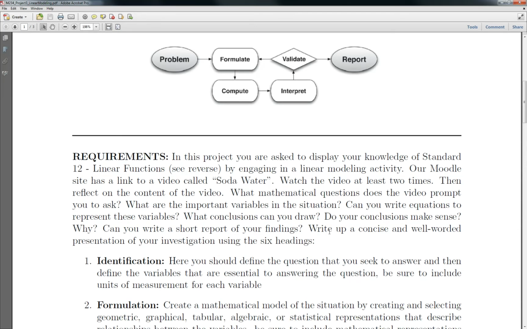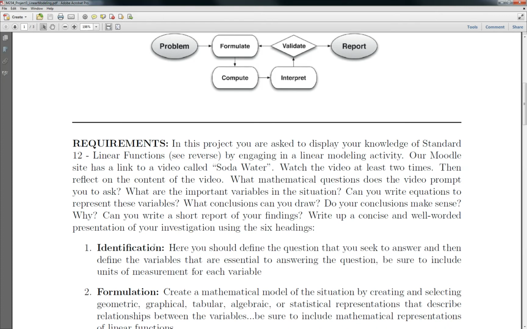So what I think you should probably do to display your knowledge of modeling, linear modeling, is to write up a concise, that means short, it doesn't need to be long, and well-worded presentation of your investigation using the 6 headings. So I'll be looking for the 6 headings in your write-up for the project.